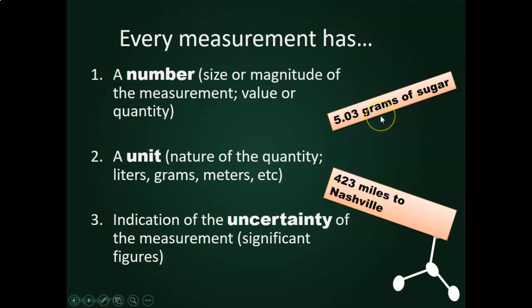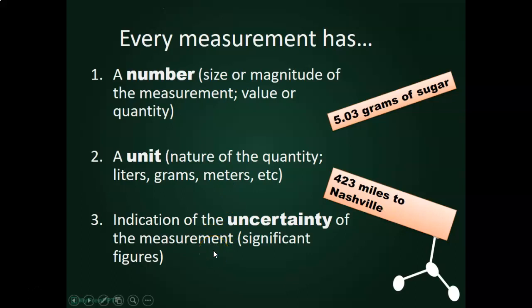It also has a unit, okay? It's the nature of the quantity. So for instance, grams or miles. Can't just have a number, we need to know what that number represents, and so that's what the unit tells us. We are always going to be using the metric system in this course, so for volume we would use liters, grams would be what we use to measure mass, and meters is what we would use to measure length.